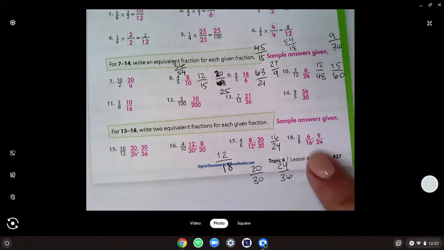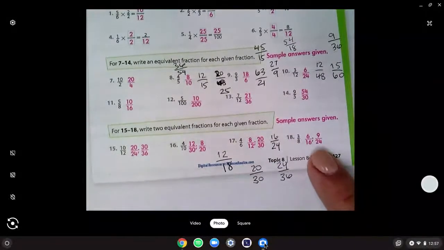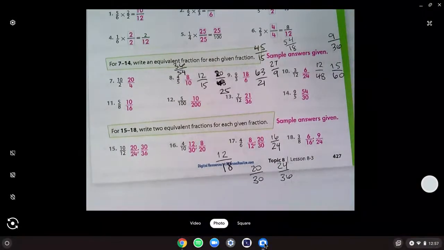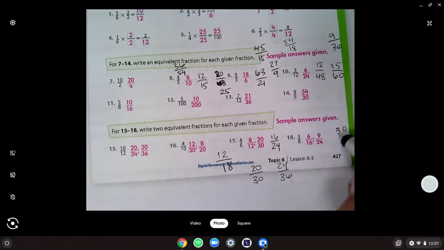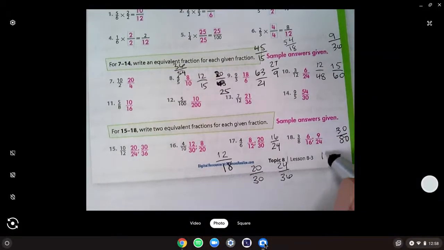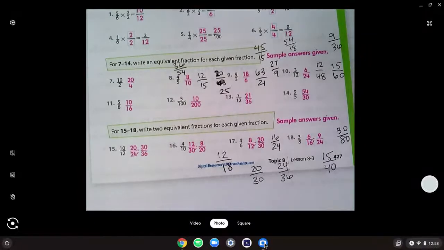And then 18 sample ones they did were 6 16ths and 9 24ths. Again, I didn't get any of them. Ryan? But you can multiply it by 10. We could have multiplied by 10 and got 30 80ths. Again, yep. Monica? 15 40ths. 3 times 5 would be 15, and 8 times 5 would be 40. 15 40ths works. Lizzie?